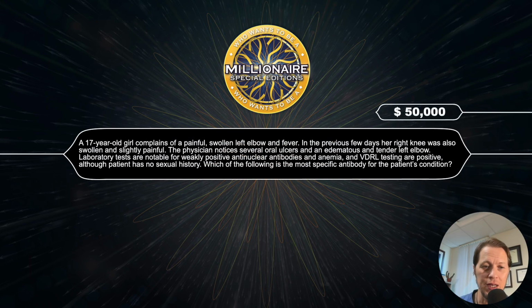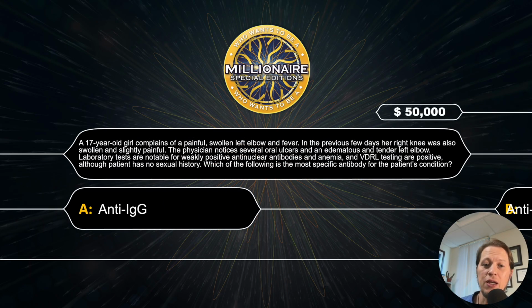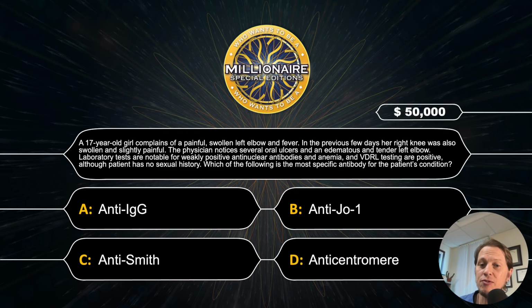Here we go. A 17-year-old girl complains of a painful, swollen left elbow and fever. In the previous few days, her right knee was also swollen and slightly painful. The physician notices several oral ulcers and an edematous and tender left elbow. Lab tests are notable for a weakly positive ANA, anemia, and positive VDRL testing, although the patient has no sexual history. Which of the following is the most specific antibody for this patient's condition?